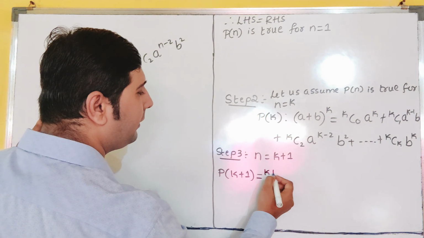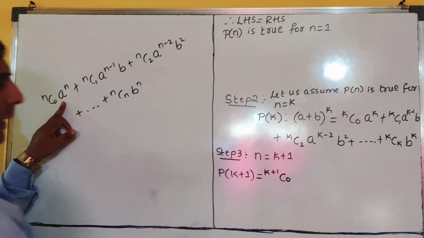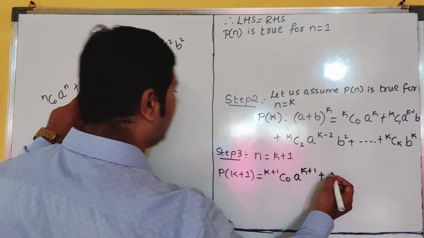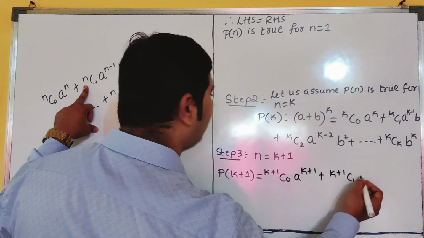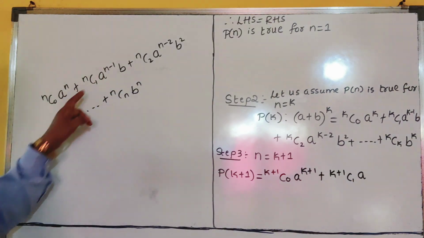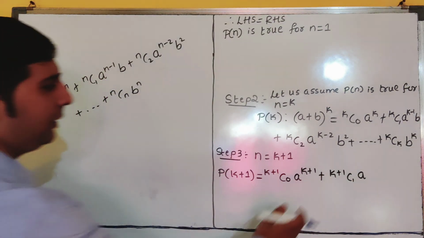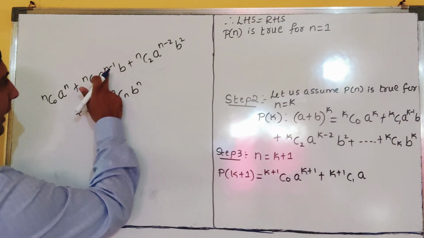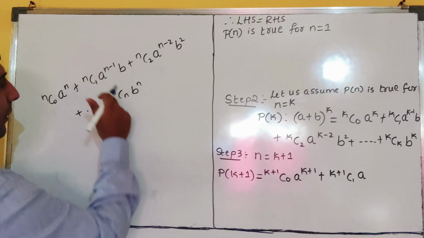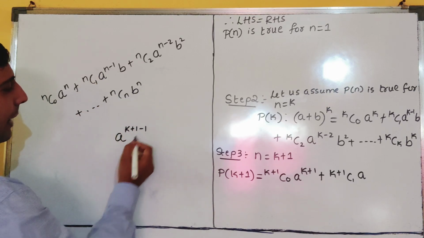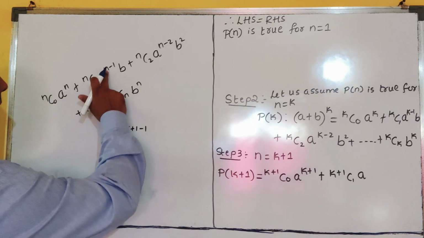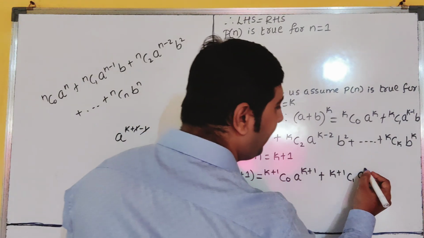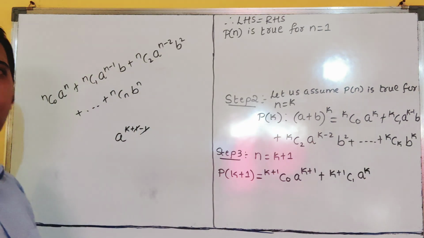k plus 1 c0 a raised to k plus 1, plus k plus 1 c1 a raised to, now see, here for k plus 1 c1, the n value is k plus 1. Now see, this is a raised to n minus 1, n value is how much? k plus 1 minus 1. A raised to k plus 1 minus 1, the plus 1 and minus 1 get cancelled, you will remain with a raised to k. Clear everyone?